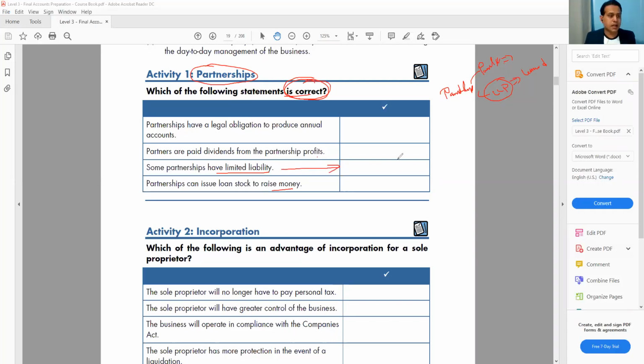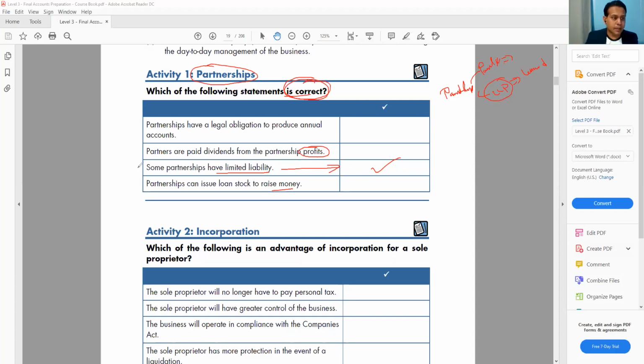This is the answer. Femi, I'll tell you what happened. Why is number two not true? Because partners pay dividend from the profit. It's not really true, because when you open a partnership, you have a partnership ratio. So you split the partner profit based on the ratio. For example, one partner can have a profit of 50%, another partner can have 20, another partner can have 30. So obviously, it's not like a limited company.